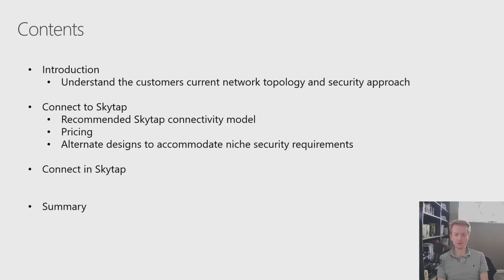And the idea here is to really understand the customer's current way of networking, to make sure that you can align the Skytap design with that. And then we'll talk about how Skytap normally works, why it's a little bit different to regular VNets, how it connects to on-premises, how it connects to Azure, how we can work with security, how we can start thinking about Skytap across global regions, maybe America, Asia, and Europe. And then we'll talk a little bit about some of the networking inside of the Skytap platform.